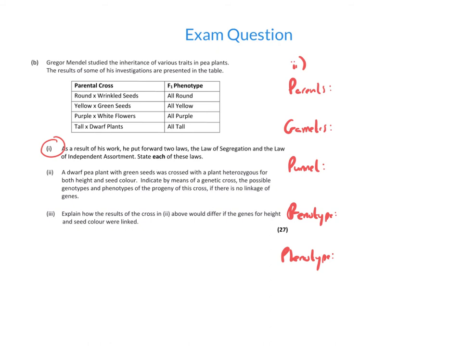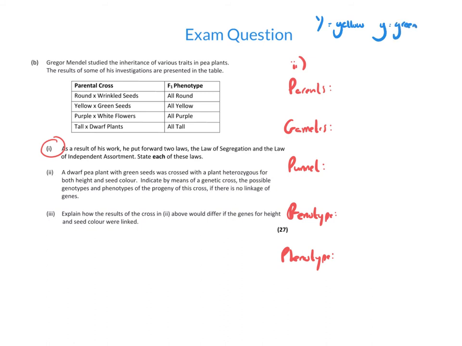Okay, so what's it saying here? It says a dwarf pea plant with green seeds. If we have a look up here at the table, we can see that yellow is definitely dominant because yellow is winning out. So we're going to do capital G for yellow. You can do Y if you want. We'll actually go with Y. So capital Y is yellow, and small y is green.